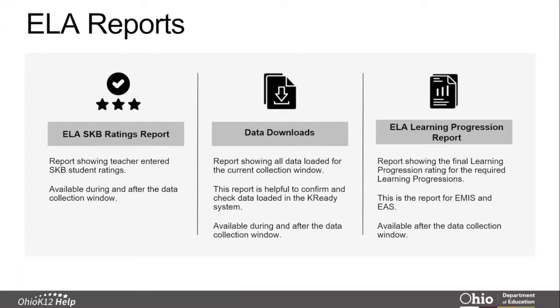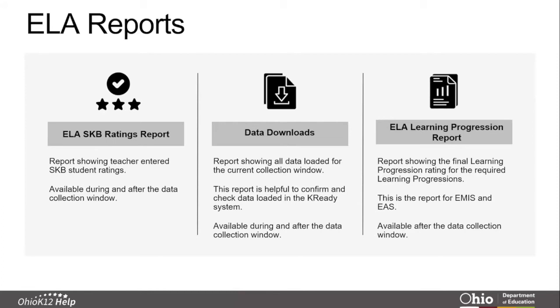So depending on your use of the tool, you may see data for all of the SKBs or just the required SKBs that are associated with those 10 learning progressions that are required for reporting. This can be pulled both during and after the collection window. If any scores are missing on this, we definitely encourage data managers to reach out, communicate with those teachers that are associated with those specific students and provide any necessary support to make sure that those ratings get entered into the KReady system.